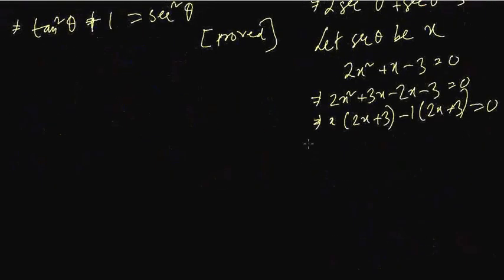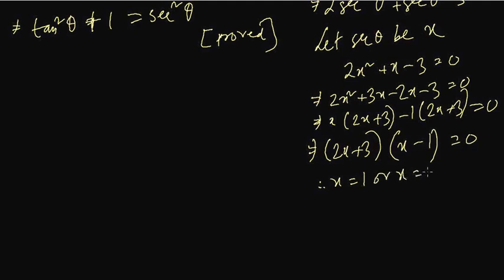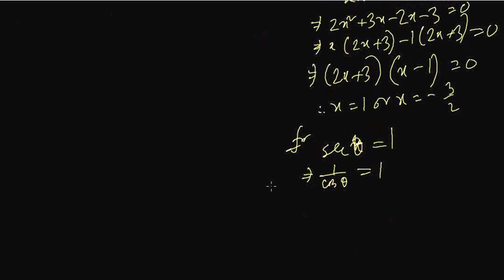So we're going to get two expressions, 2x plus 3 equals 0 and x minus 1 equals 0. So therefore x equals 1 or x equals minus 3 by 2. For sec theta, remember we consider it to be x. Sec theta equals 1. You have to write it first as a cosine. The reciprocal of cosine is sec, so 1 by this is this. Of course it doesn't make any difference. If you cross multiply, you get cos theta equals 1 again.